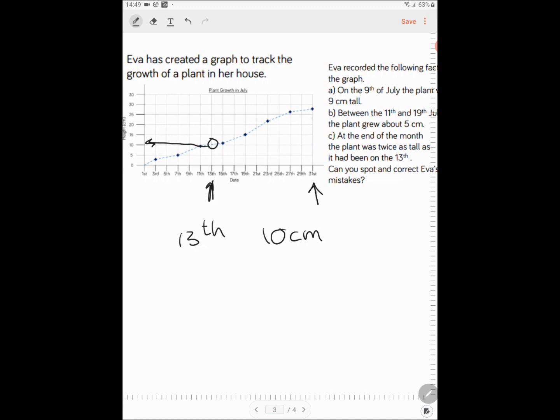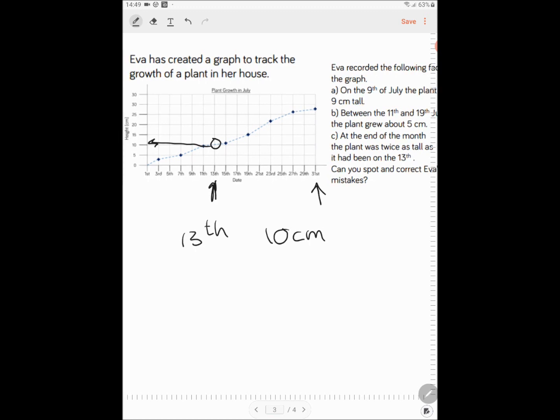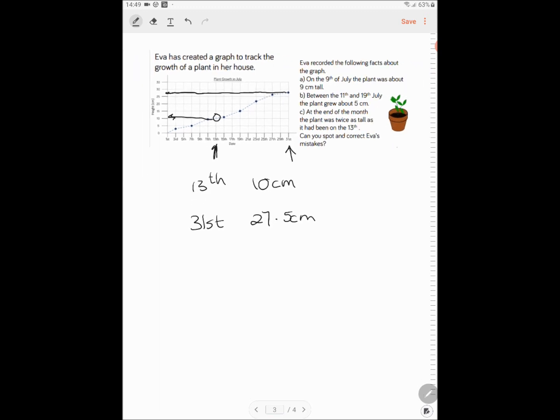What was it on the 31st? So let's follow it through. Now, again, we don't have grid lines on here, but I'm going to be as accurate as I can. So it's roughly halfway between 25 and 30. So that would be roughly 27.5 centimetres. Now, it says at the end of the month, the plant was twice as tall as it had been on the 13th. Well, it was 10 centimetres on the 13th. So 10 times 2 gives you 20. So I would say that's incorrect because it's more than twice. It's nearly 3 times. So you've got to look at it accurately and be very, very precise in your answers.